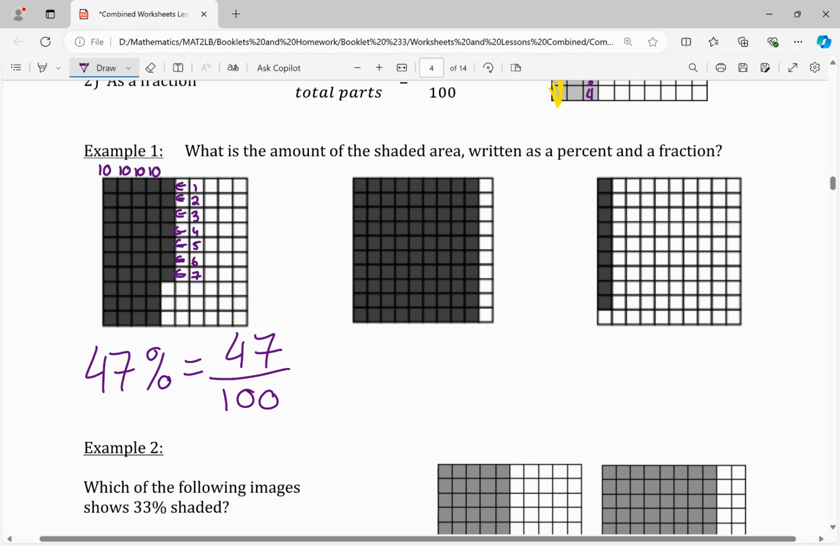Let's take a look at the second example. Please don't count up all of these blocks. We have 1, 2, 3, 4, 5, 6, 7, 8, 9 columns filled in. Since each column has 10 blocks, that is 90 blocks that are filled in. 90% of the grid, or 90 out of 100 parts filled.